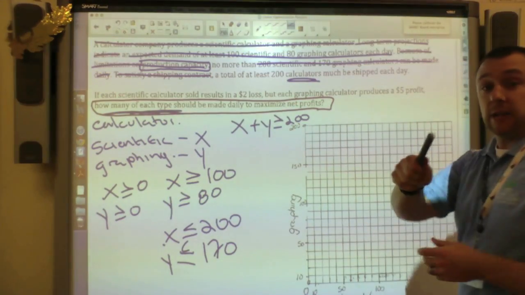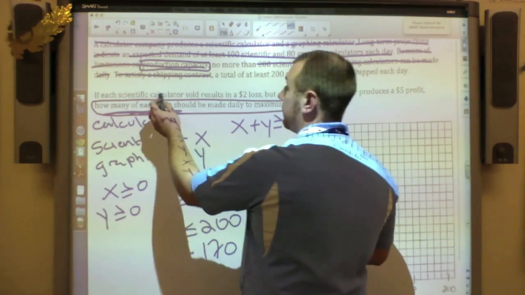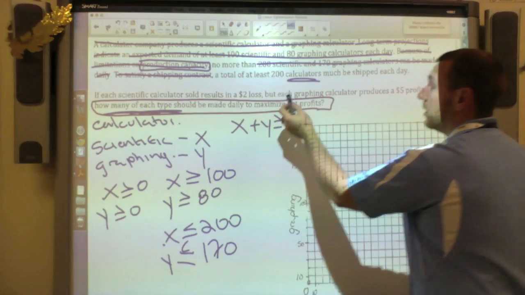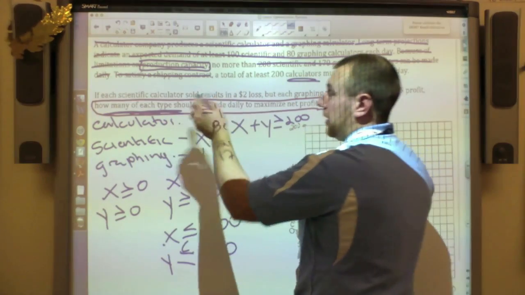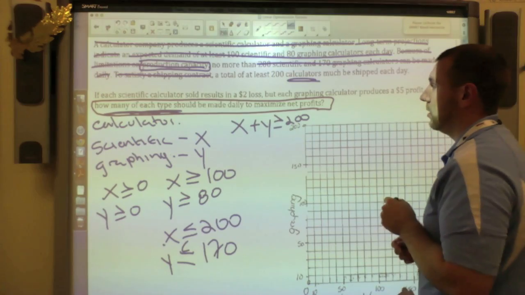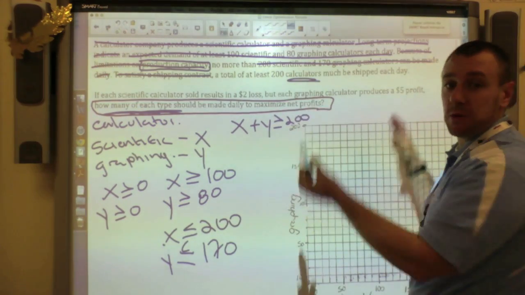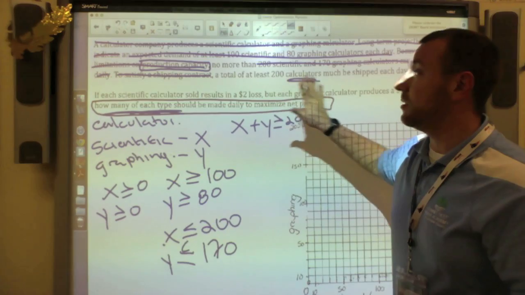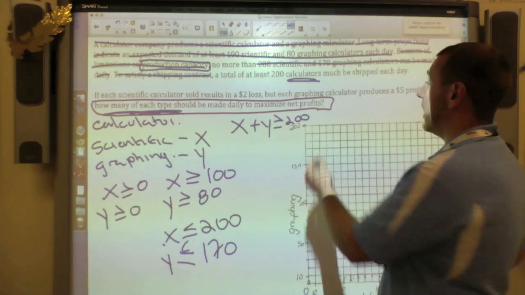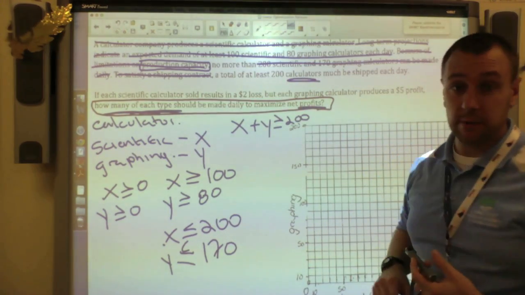Okay, well, actually, let's go back to this. If a scientific calculator sold results in a $2 loss, but each graphing calculator produces a $5 profit, how to maximize the... well, is there anything that's equal to? No. So that is going to be a separate thing. That is going to be my profit equation later.